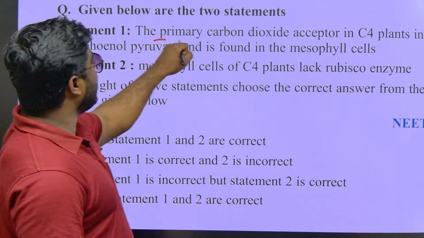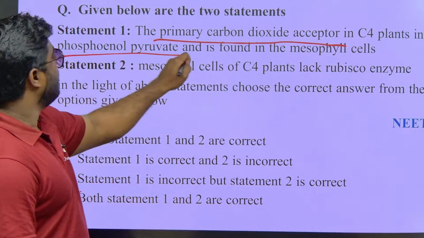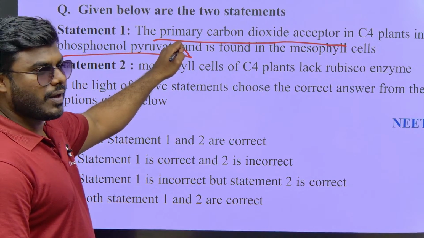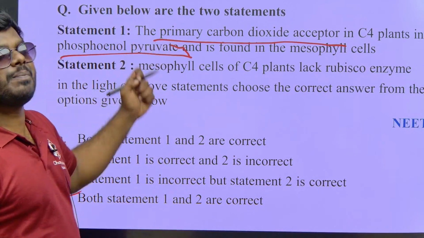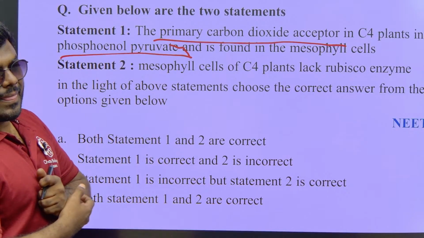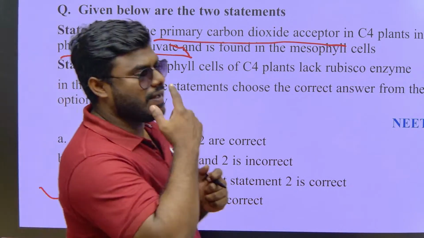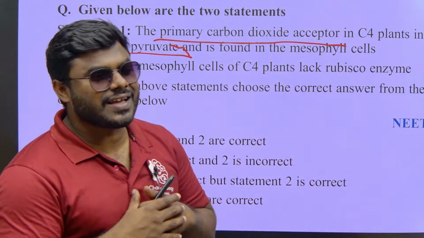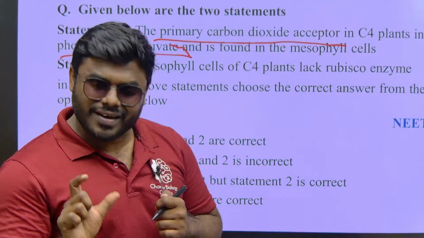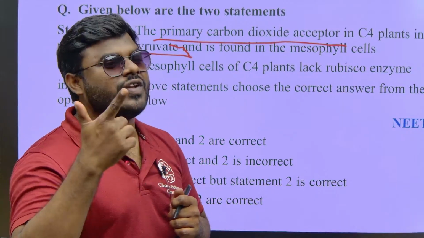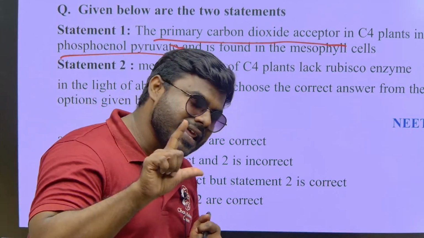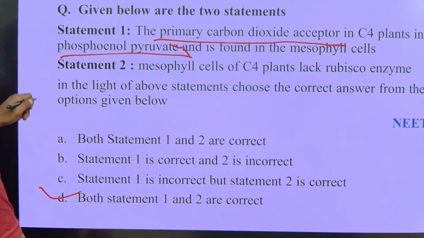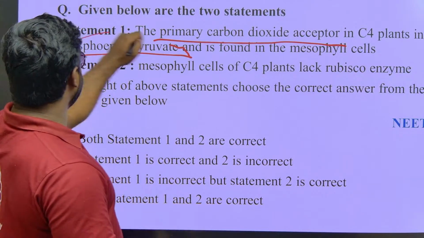See, the primary carbon dioxide acceptor in C4 plants is phosphoenol pyruvate. Correct? In C3 plants, it is RuBP. Now my question: where is the C3 pathway happening? Where are bundle sheath cells? In C3 plants there are only mesophyll cells. In C3, is there any Kranz anatomy? No. Wherever Kranz anatomy is there, only then you get mesophyll and bundle sheath. In C3 plants and CAM plants, only mesophyll cells. We'll see that in the upcoming slide.